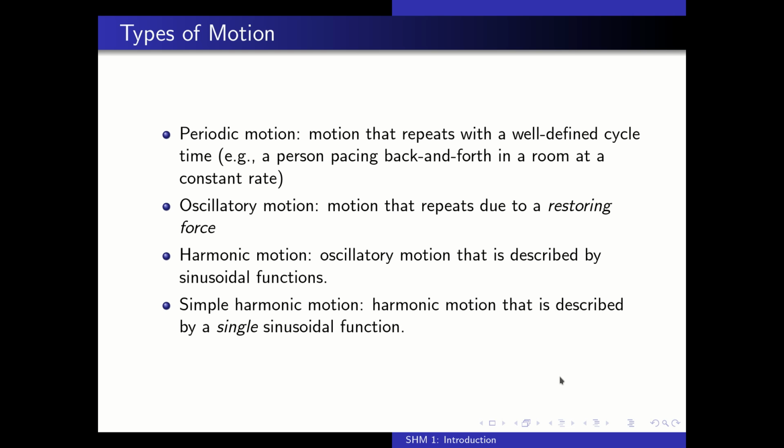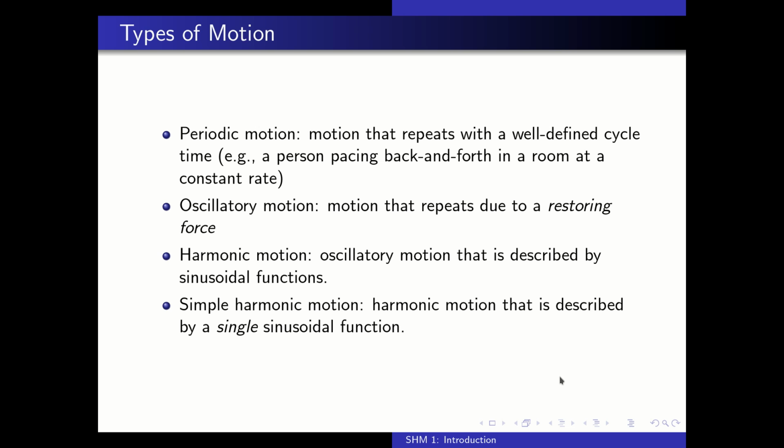First, let's make a note of the different types of motion that we may encounter, and each of these is sort of a subset of the previous. So the first thing we can talk about is just simple periodic motion. This is motion that repeats with a well-defined cycle. It's a motion that repeats in time, and the time for that repeat is consistent. We call that the period. So a person pacing back and forth in a room could be an example of periodic motion.